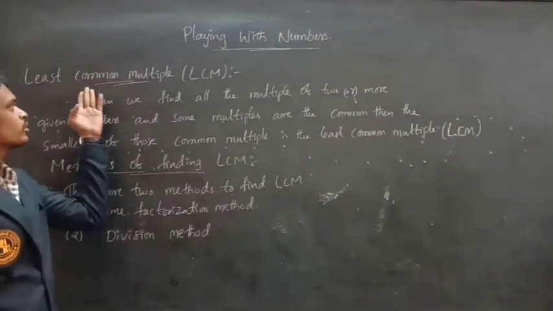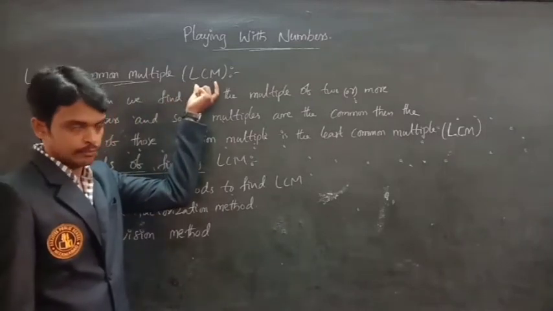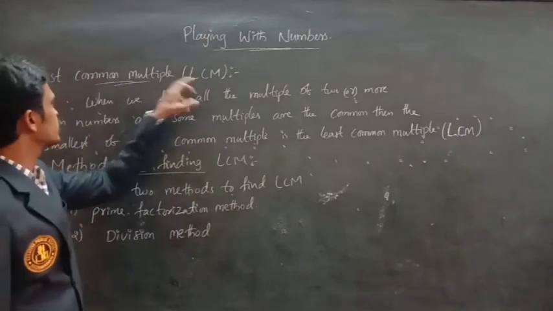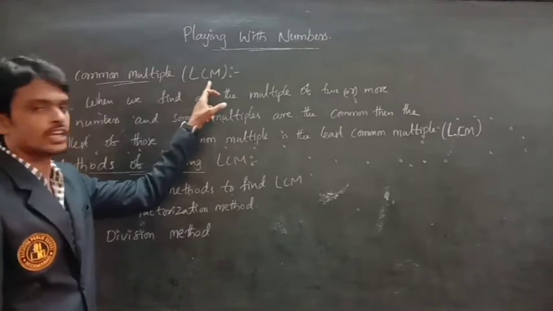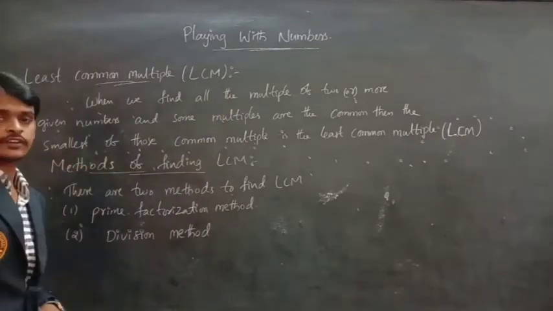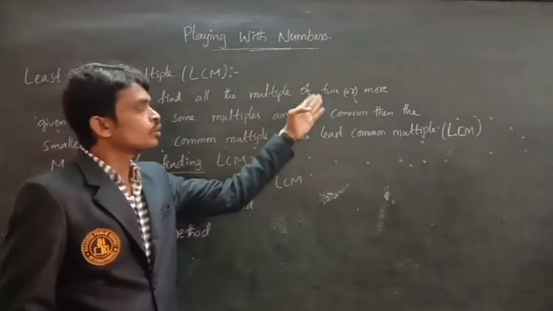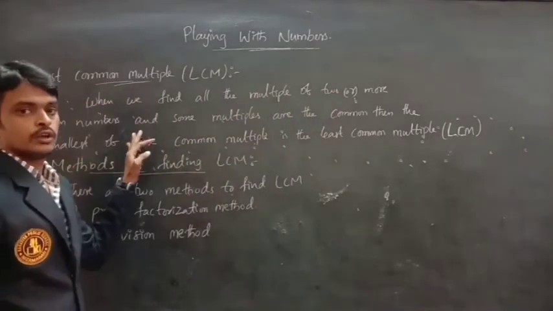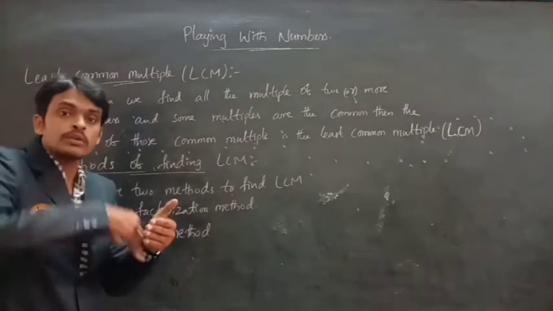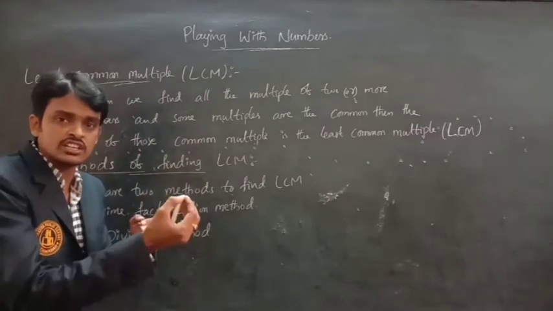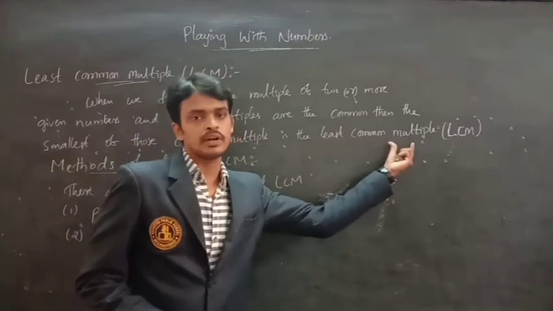Now let us discuss the least common multiple. We will write it in short form as LCM. L is least, C is common, M is multiple. Now the definition of LCM: when we find all multiples of two or more given numbers, we will identify some common multiples. Among the common multiples, the smallest one is called the least common multiple.